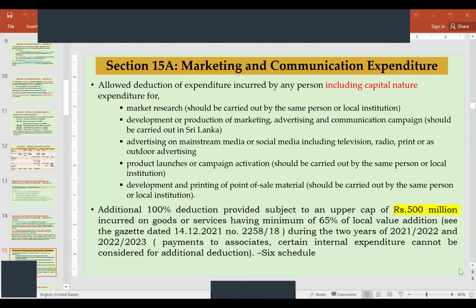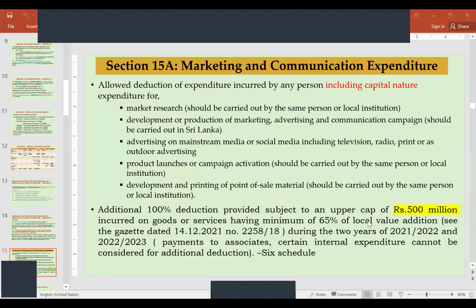Then prior to year of assessment 23-24, that means for a period of 2 years, we had a special deduction rule, that is an additional 100% was allowed as a deduction, but there was an upper cap of 500 million. That means an additional 100% deduction means if they incurred 50 million for marketing and communication, another 50 million was given as an additional deduction. But luckily that is not available now, so that period has expired.